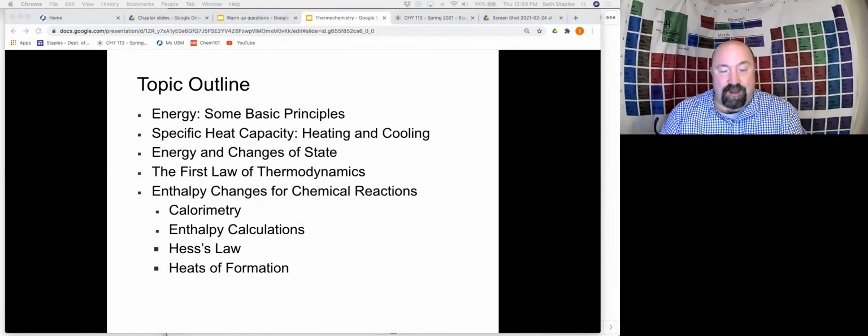And so the basic outline of the whole topic: we're going to start out by talking about some of the basic principles of energy. We'll talk about something called specific heat capacity and the basic energy involved in heating and cooling things. We'll talk about the energy involved in changes of state. We'll look at the first law of thermodynamics. We will look at what we call enthalpy changes for chemical reactions and a number of ways that we can go about finding those changes and finding the energy involved in a chemical process.